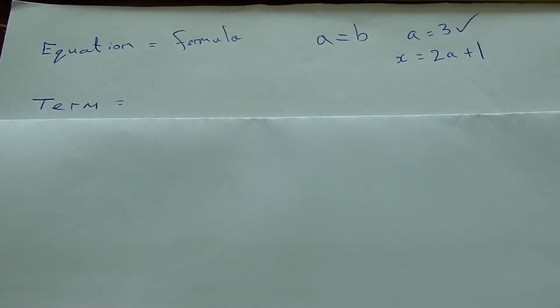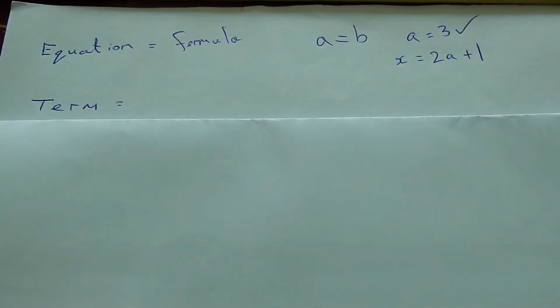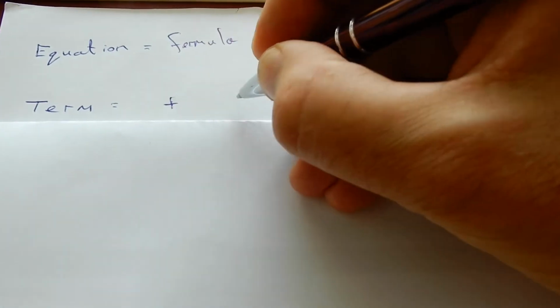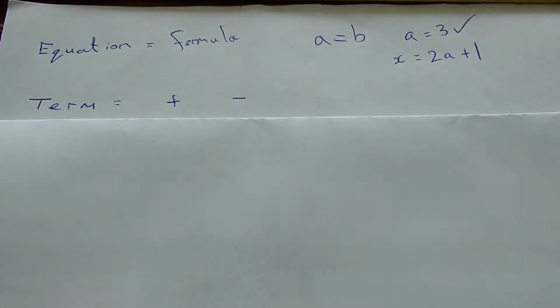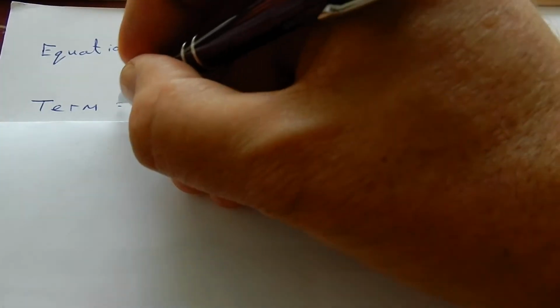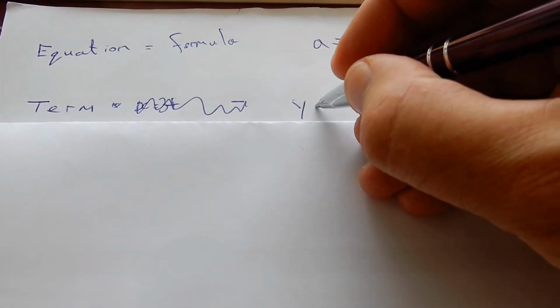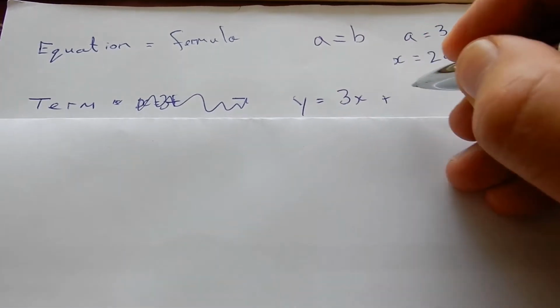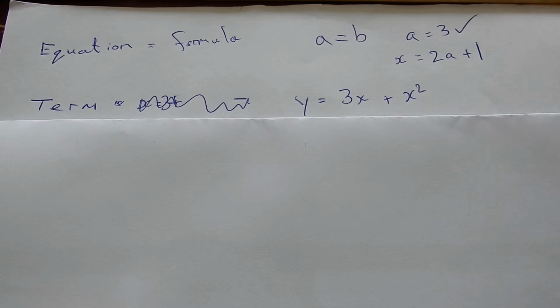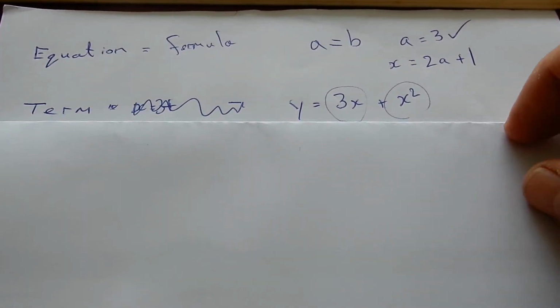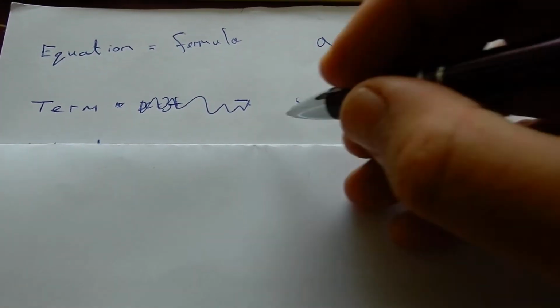Next one, a term. A term in an equation is the bit before or after a plus or a minus. Separated by pluses and minuses, you get the terms. So you can have y equals 3x plus x squared. This is one term. This is another term, separated by a plus or a minus.